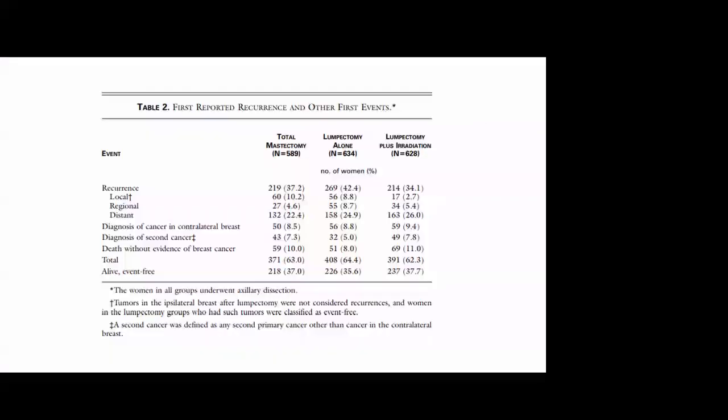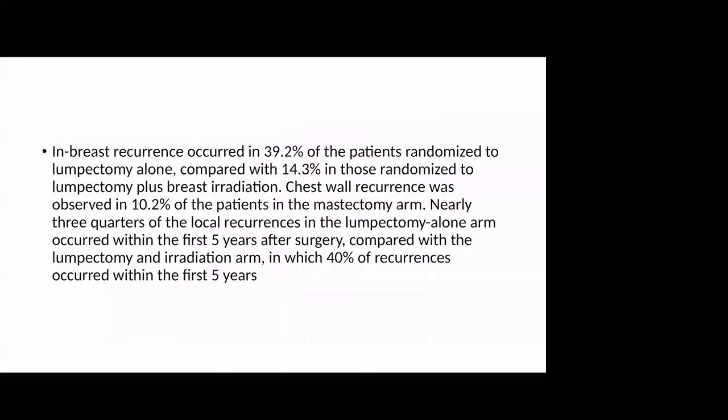So the recurrence, if you see, in the arm that was given radiation, the local recurrence was 2.7%, and the local recurrence rates in general were lower because of the lower amount of local recurrence. So basically, currently the standard of care is lumpectomy plus radiation, because you are getting better locoregional control, and of course it does not translate that much into an overall survival benefit.